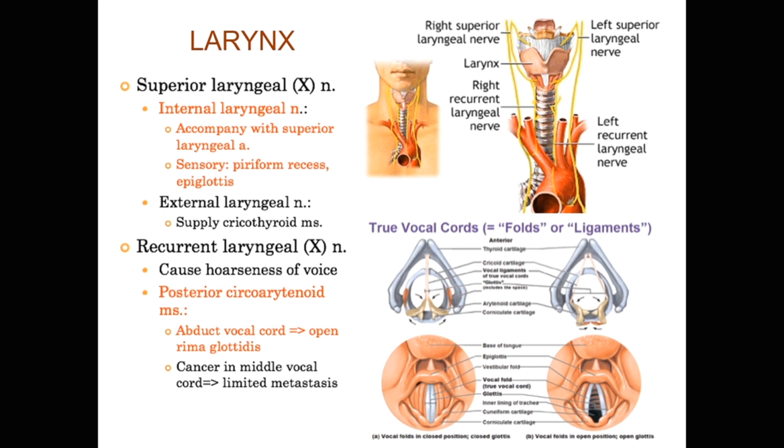Recurrent laryngeal innervates for all the vocal muscles. If you damage this, either through heart surgery, something like that, as we talked about in heart, how the recurrent laryngeal goes down and then loops back up into the pharynx, this can lead to hoarseness of the voice. What these do is innervate the posterior cricoarytenoid muscles, which abduct the vocal cords, opens the rima glottis, and if you have cancer in there, it could be limited metastasis.